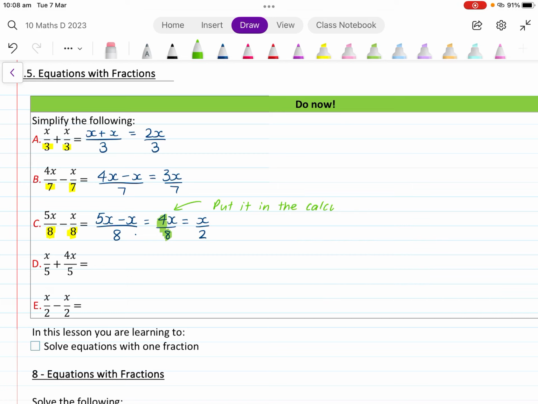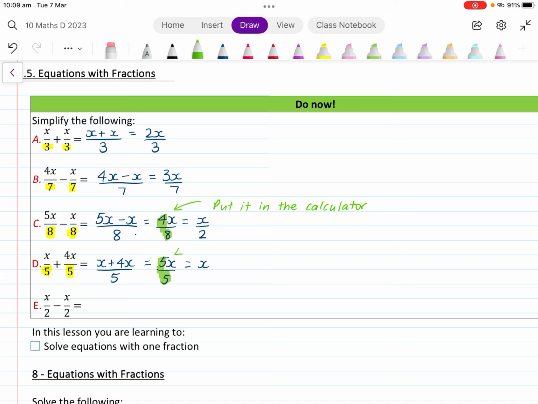For our next question, we have x on 5 plus 4x on 5. Again, we have the same denominator, so that means we can add our numerators of x plus 4x together all over 5. x plus 4x is 5x over 5. Again, we put our 5 over 5 into our calculator, and that gives us the answer of 1x.